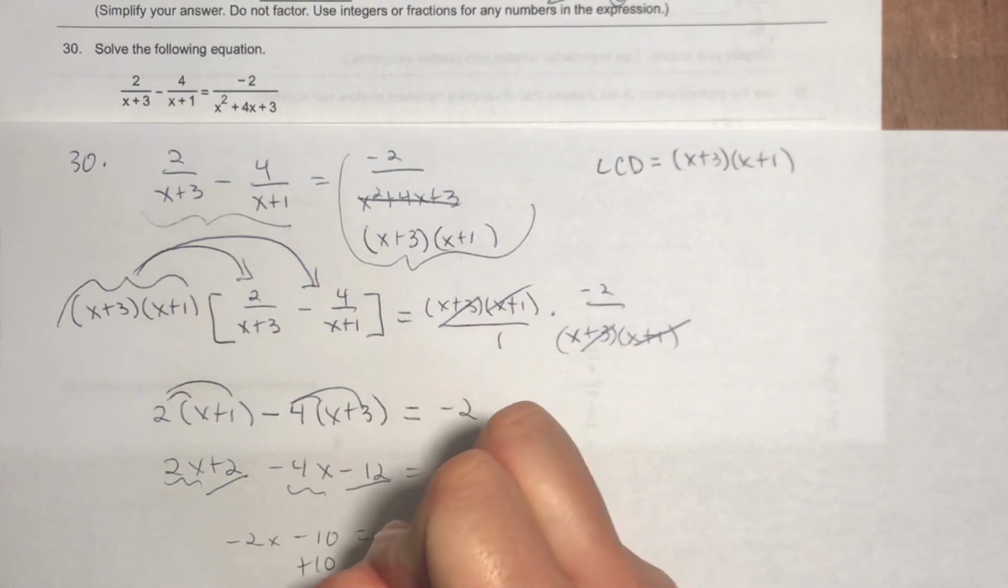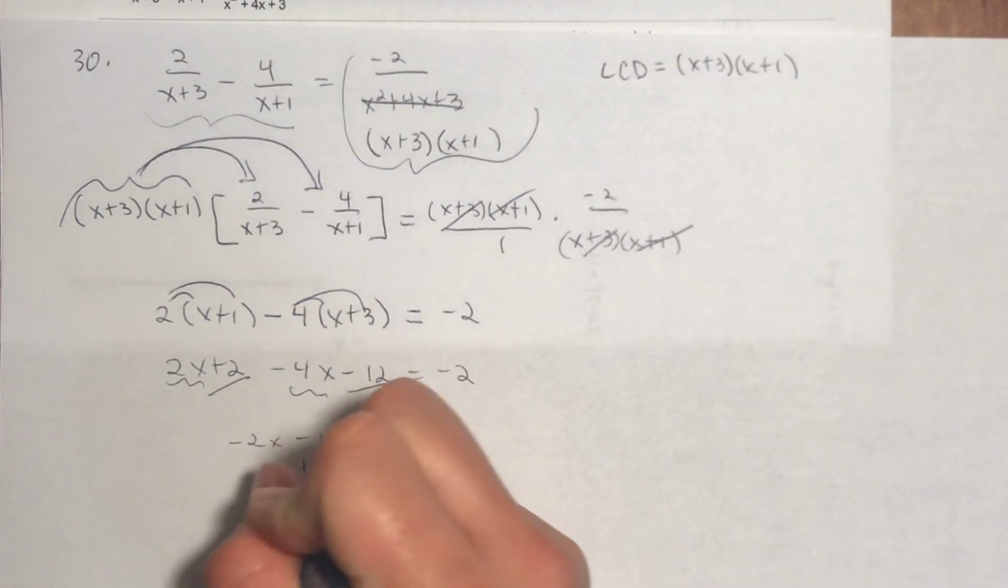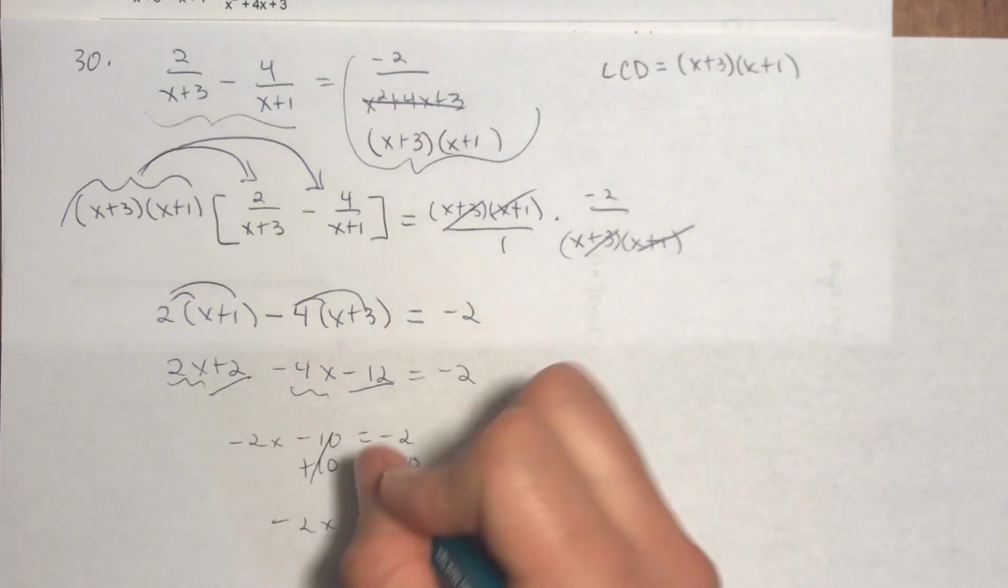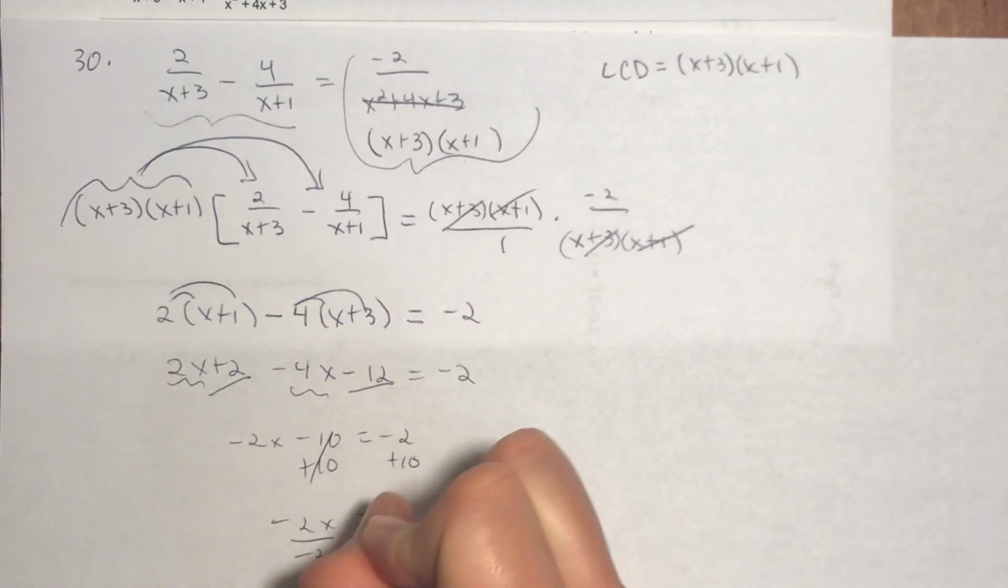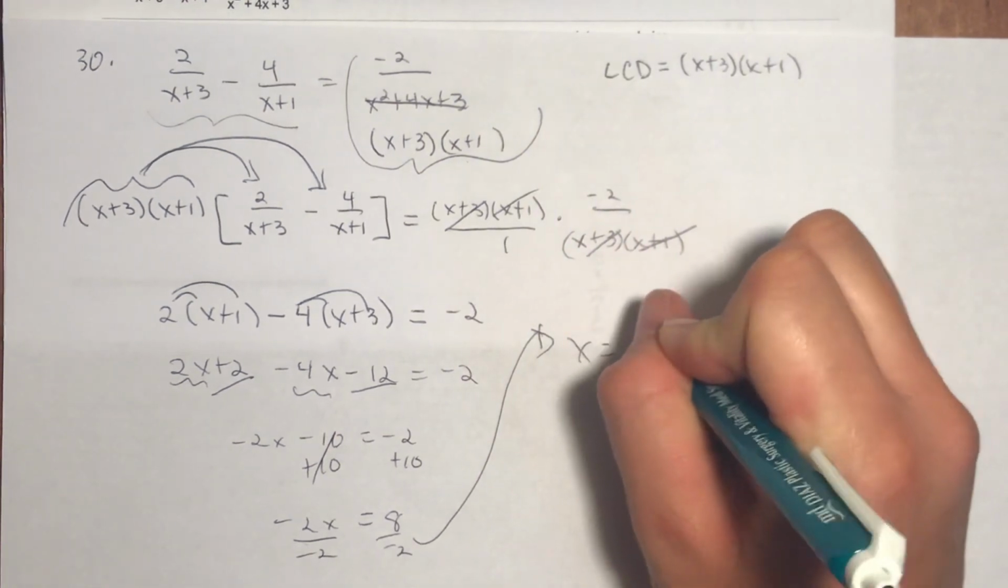Add 10 to both sides. Negative 2x is equal to 8. Divide by negative 2. And we have x is equal to negative 4.